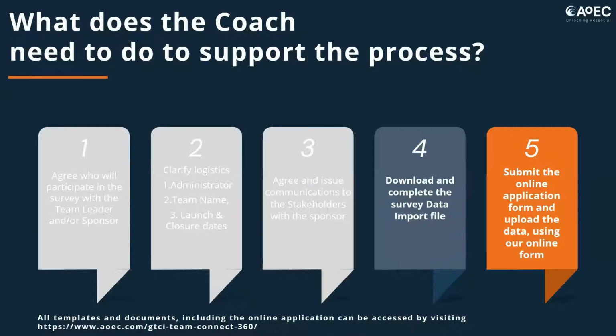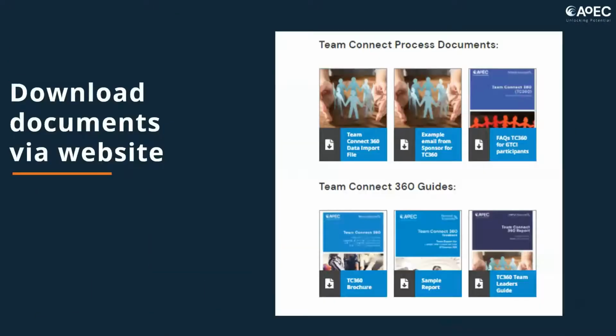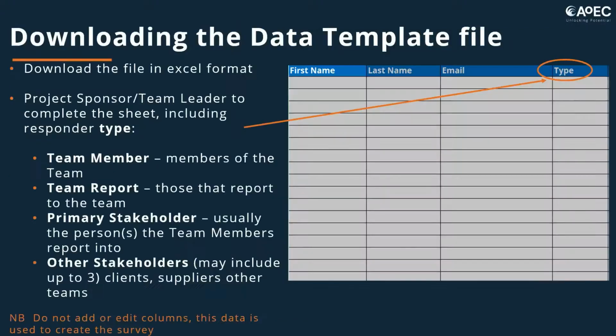So we will show you how you will download the data import file and the process for submitting the application form online. All of the documents you need can be accessed via the website. At the bottom of the page, you'll find an area with all the documentation. Within the process documents section, you'll find the data import file. Once you download this, the file will be shared with you in an Excel format.